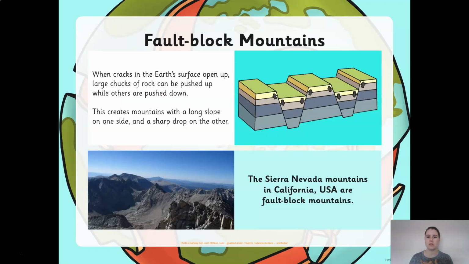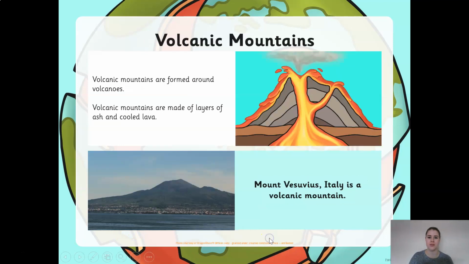We also looked at fault block mountains. So this is when the cracks in the earth start to show and certain amounts of rock are either dropped down or pushed up, and it creates that up-down effect with our mountains. Now we can always tell which one is a fault block mountain because it's always a very steep, very sharp drop on one of the sides. So a good example of those types of mountains is the Sierra Nevada mountains in California. So we can see here the very sharp, steep drop on one side.